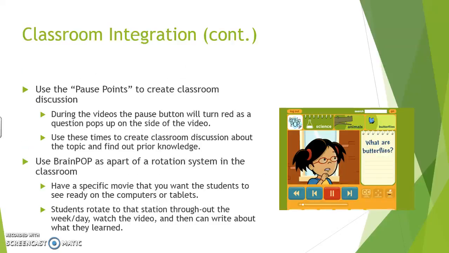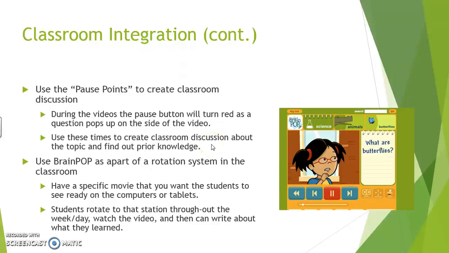A great feature in the BrainPop Junior videos is the pause points. If you'll see right over here on my picture, when the pause button turns red, usually happens when there's a question that pops up over here. That is a great stopping point to have classroom discussions and to find out prior knowledge about the topic.